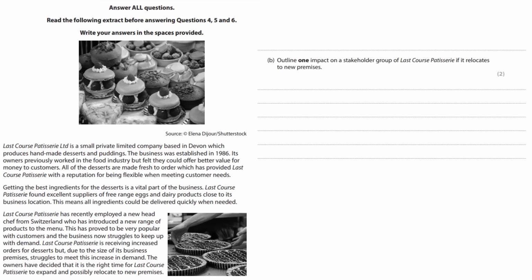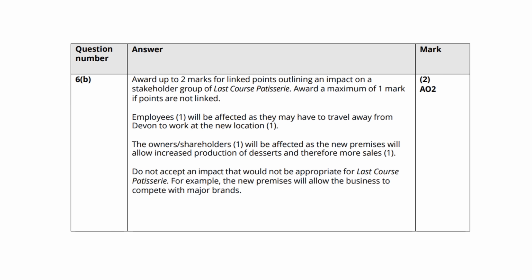Next question. Outline one impact on a stakeholder group of Last Course Patisserie if it relocates to new premises. Give it a go. Possible answers. Employees will be affected as they may have to travel away from Devon to work at the new location, or the owners, shareholders will be affected as the new premises will allow increased production of desserts and therefore more sales.